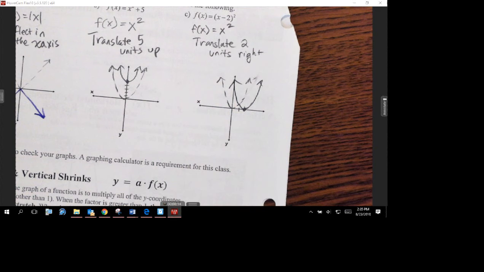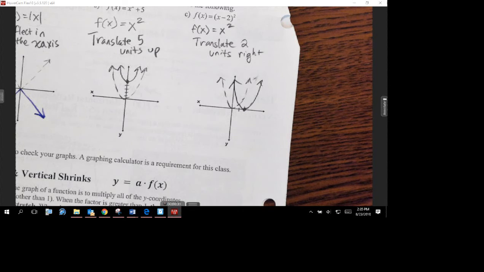Why does that translate in so long? If it has a negative sign, it's reflect. If it has a plus or minus, so not negative, but plus adding or subtracting, it translates. And then we're going to talk about one more transformation.